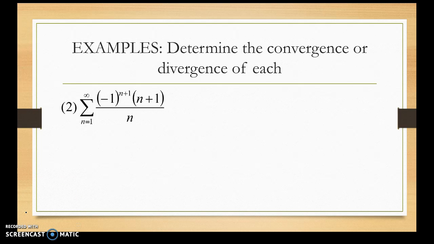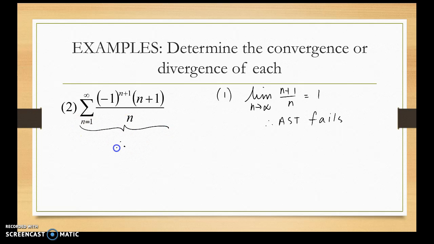Okay, next one, alternating series. First condition, limit as n approaches infinity of a sub n is 1. Therefore, the alternating series test fails. The limit of the nth term of the sequence has to be 0. But automatically from this, we know that this whole series diverges by the nth term test. So if the limit is not 0, then automatically the nth term test will work.